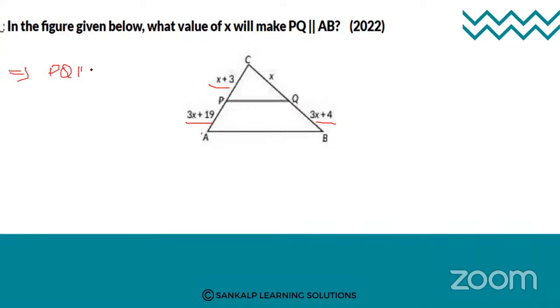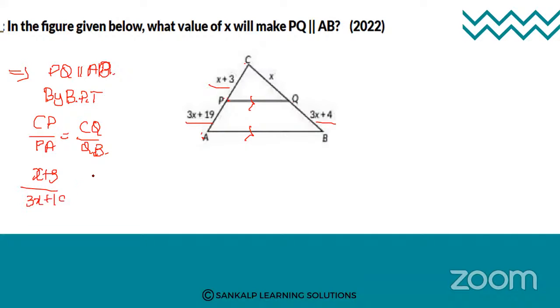PQ is parallel to AB. When PQ is parallel to AB, by using basic proportionality theorem, BPT, we can say that CP divided by PA is equal to CQ divided by QB, because these are corresponding sides. So CP value is x plus 3, PA value is 3x plus 19, is equal to CQ value x divided by QB value 3x plus 4.